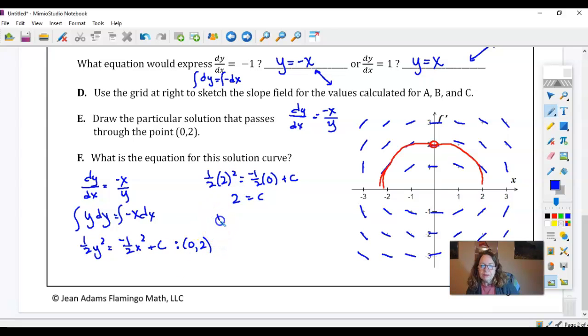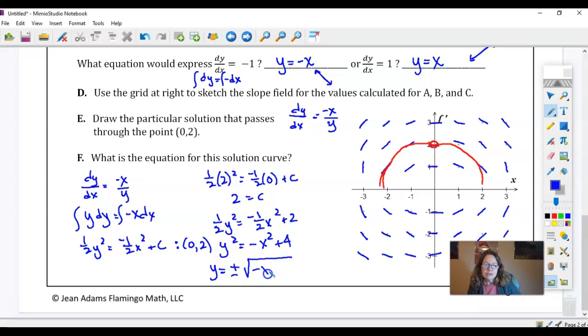So I want to plug that in. 1/2 y squared equals -1/2 x squared plus 2. Let's multiply everything through by 2. So y squared equals -x squared plus 4. Okay, now we got a couple things that we can do here. One is, let's just solve it for y. So we want to do the square root of both sides. So we'll end up with the plus or minus square root of -x squared plus 4.